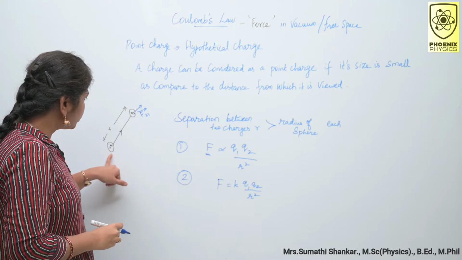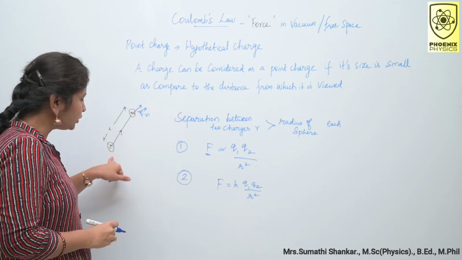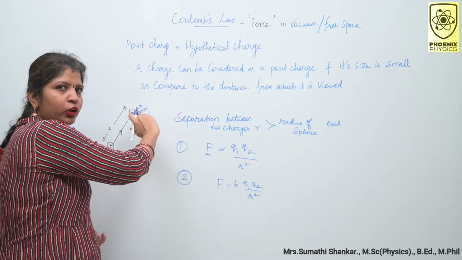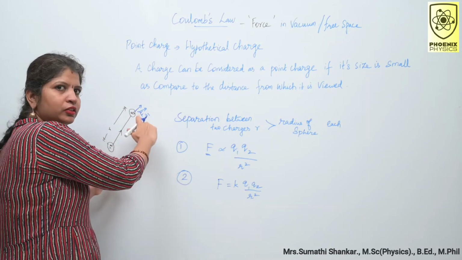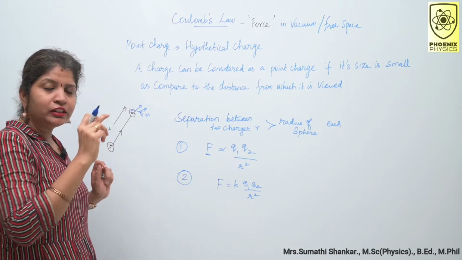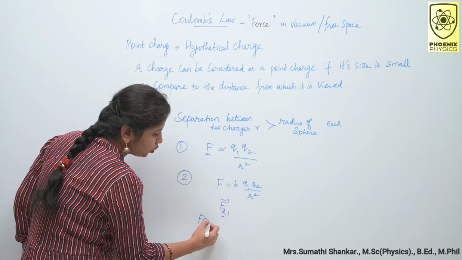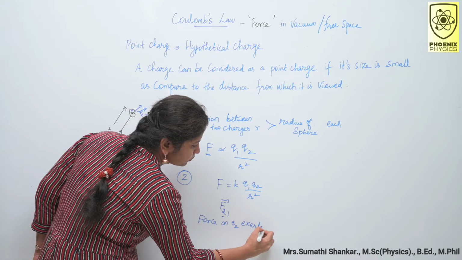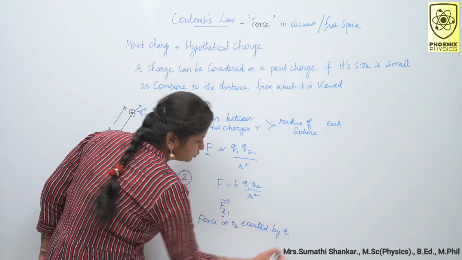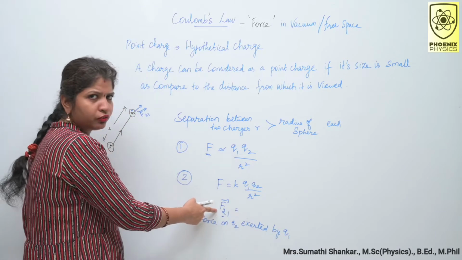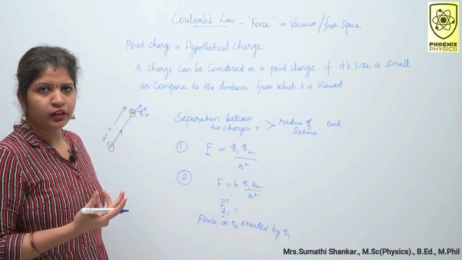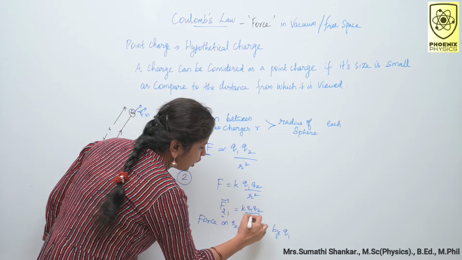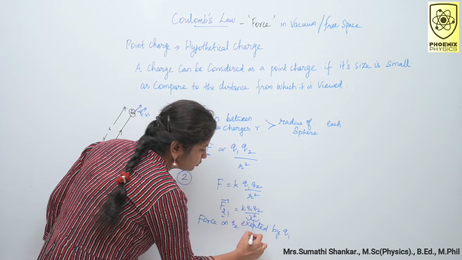Here, the force on Q2 exerted by Q1 is F21. Why did I mark the outward arrow symbol? Because both the charges are positive. You know that like charges repel each other. What is F21? Force on Q2 exerted by Q1. Here F21 is the force, right? So force is a vector quantity. Then what about the magnitude? K Q1 Q2 by r square gives the magnitude.